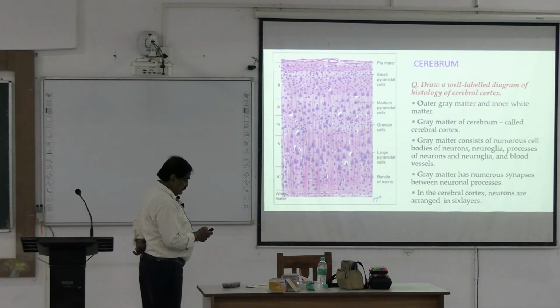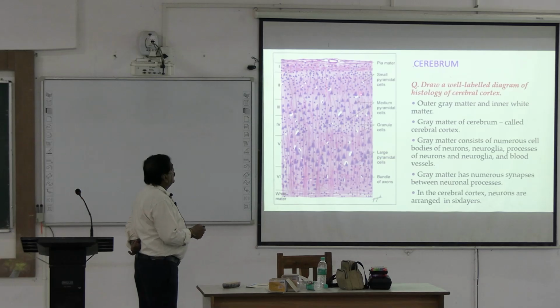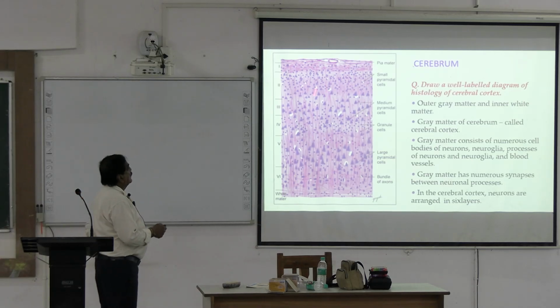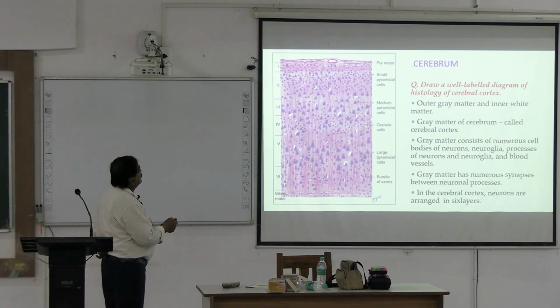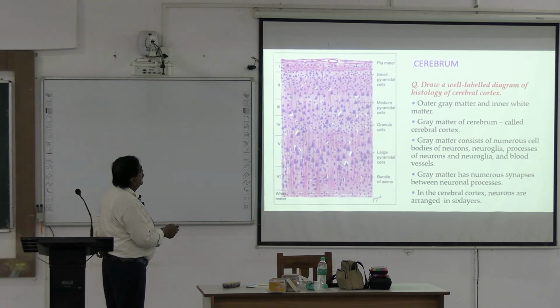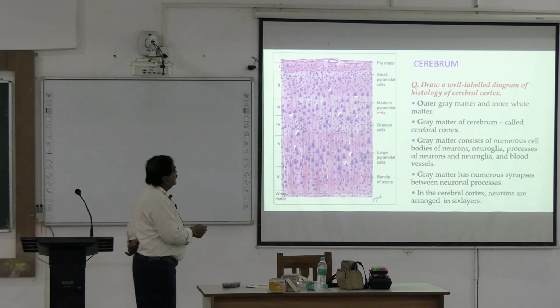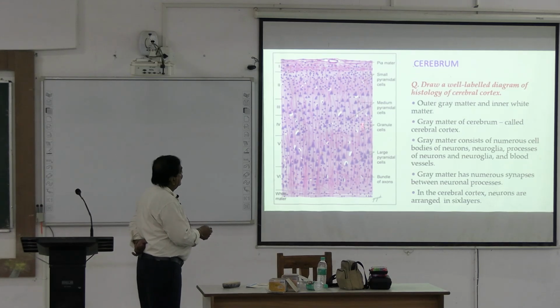Now, cerebrum. See, every book has this picture: 1, 2, 3, 4, 5, 6, white matter here. This is the pia mater, blood vessel. And this is the small pyramidal cells, medium pyramidal cells, granular cells, large pyramidal cells, bundle of axons.